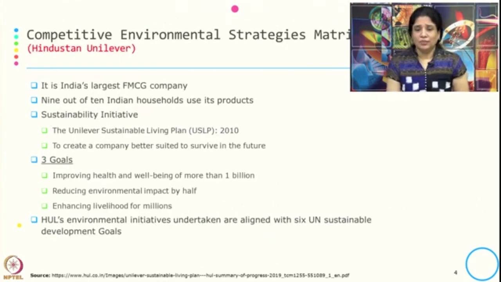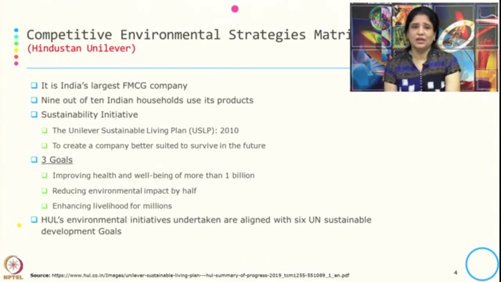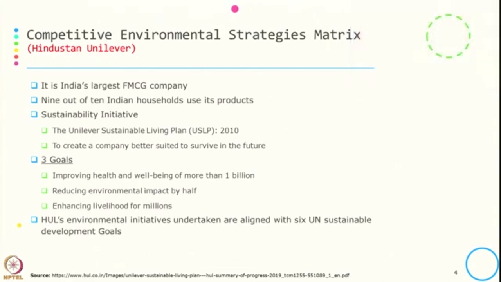Now, before formulating the competitive environmental strategy matrix, let us briefly see what activities the companies have done, or what the profile of each company is. So, the first one is Hindustan Unilever. This is the largest FMCG company in India, and 9 out of 10 Indian households use its products. The sustainability initiative is the Unilever Sustainable Living Plan, USLP.